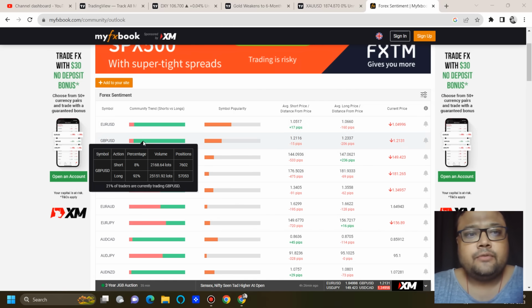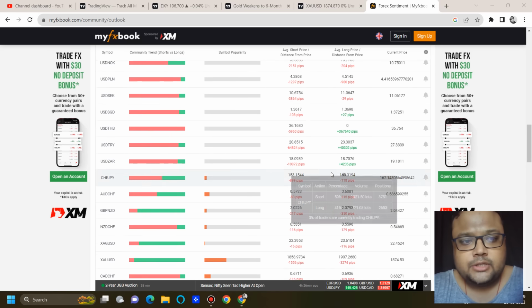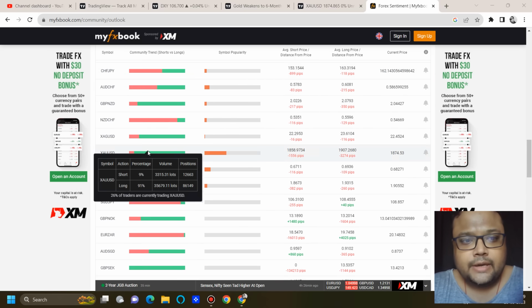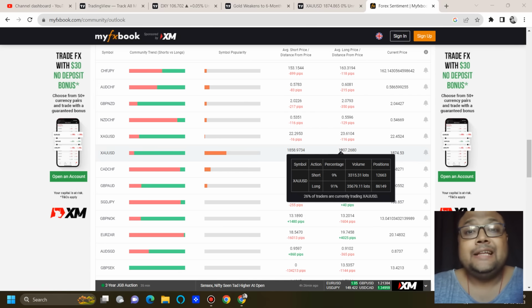On the chart of GBP USD, you can see 92% are on the buy side, only 8% are on the sell side. And if we look at the chart of our beloved gold, you can see 91% are on the buy side and only 9% are on the sell side. And the average buy price you can see is around 1907.